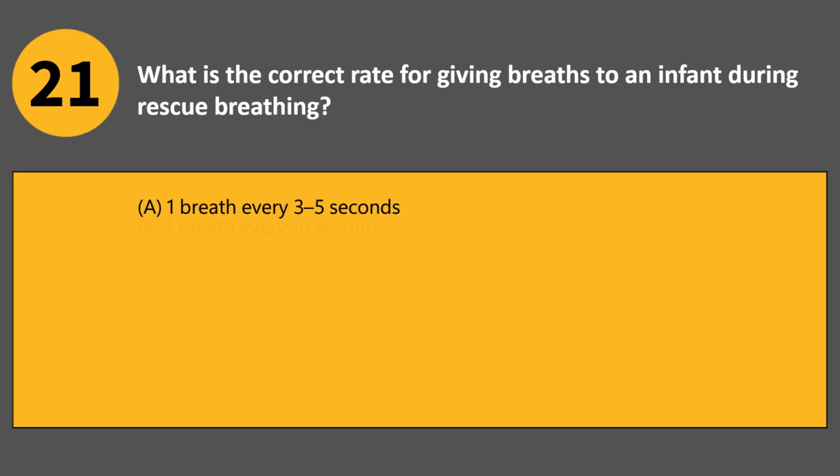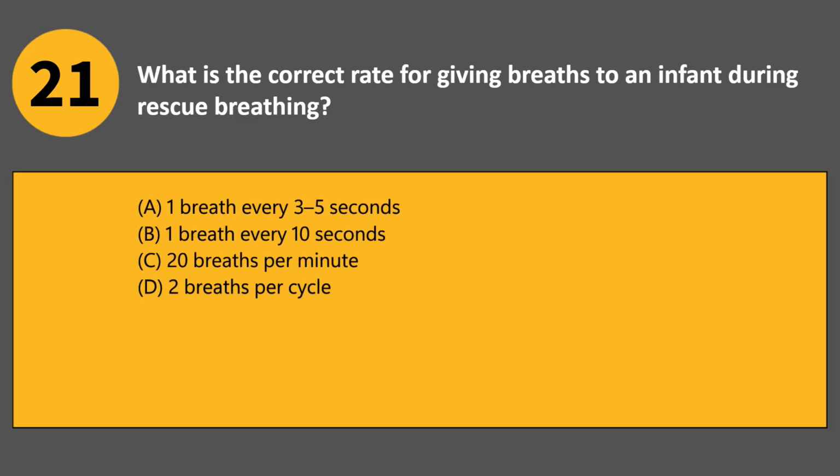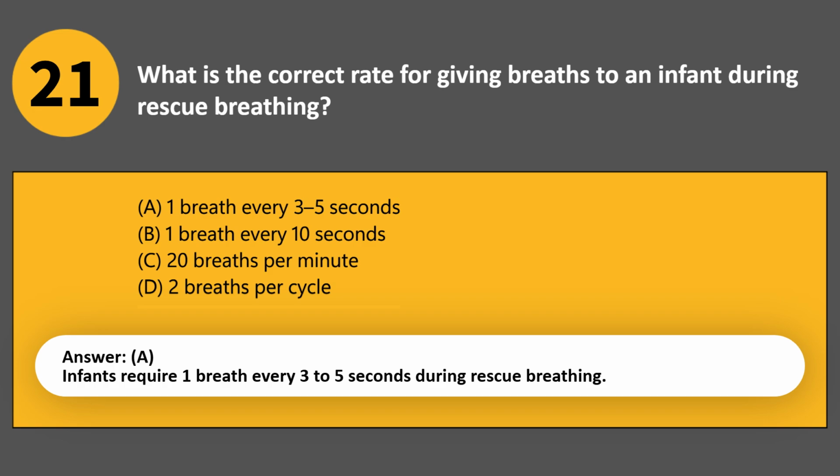What is the correct rate for giving breaths to an infant during rescue breathing? A. 1 breath every 3 to 5 seconds. B. 1 breath every 10 seconds. C. 20 breaths per minute. D. 2 breaths per cycle. Answer A. Infants require 1 breath every 3 to 5 seconds during rescue breathing.